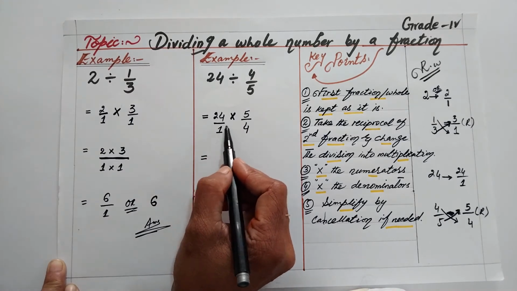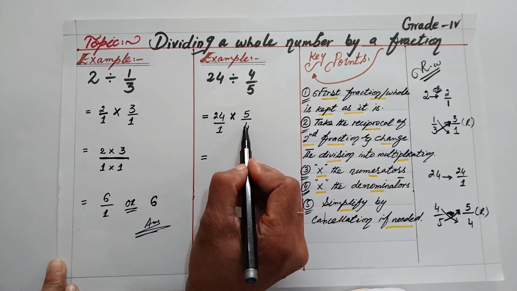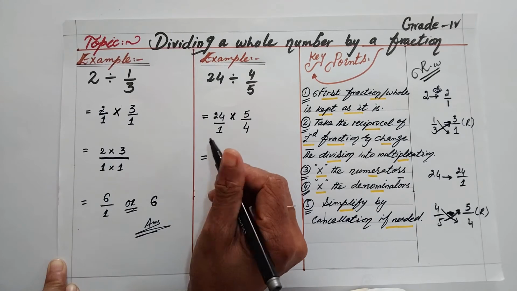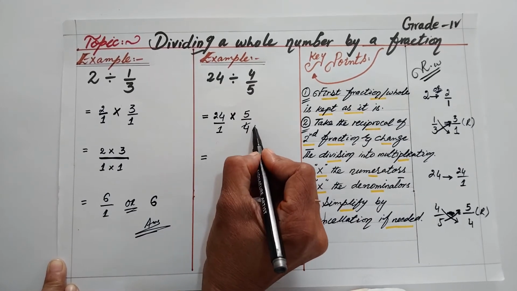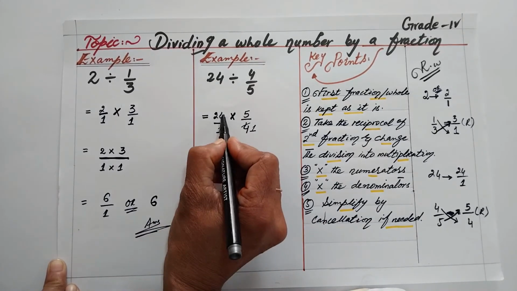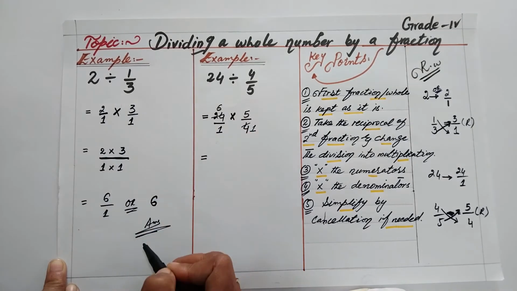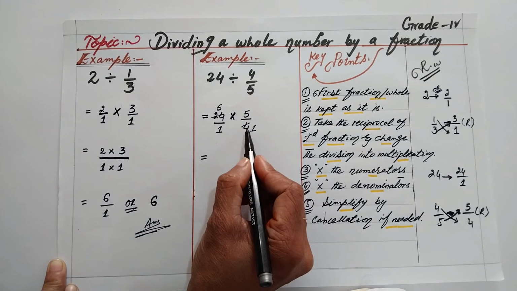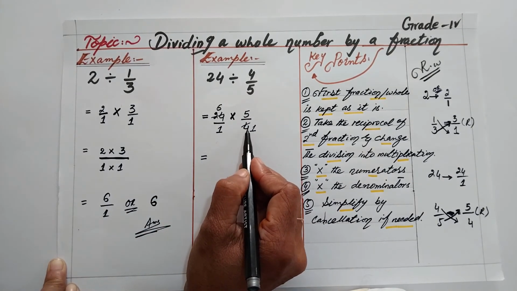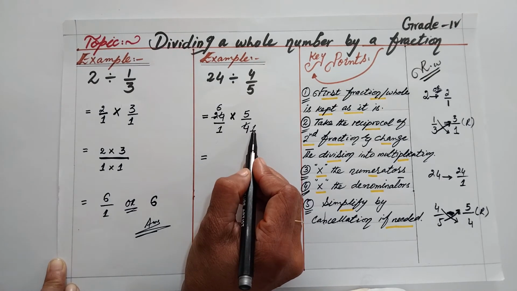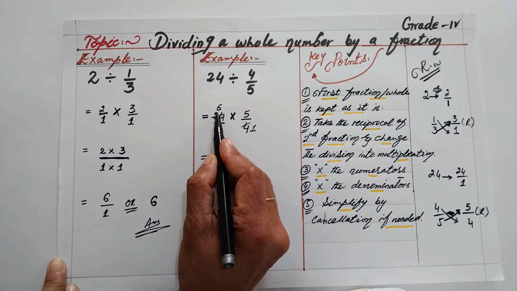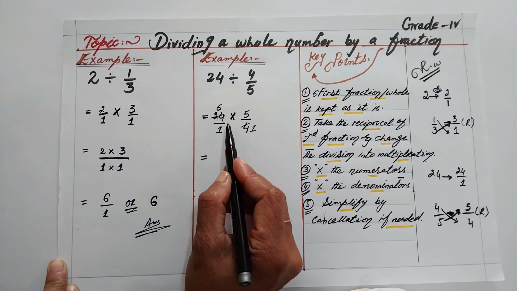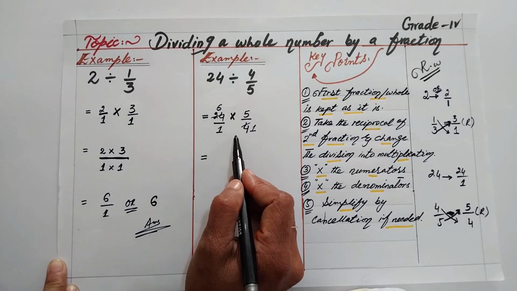Here, as you can see, 4 is the common factor for 4 and 24. So 4 ones are 4 and 4 6s are 24. Now there is no more possibility for cancellation.